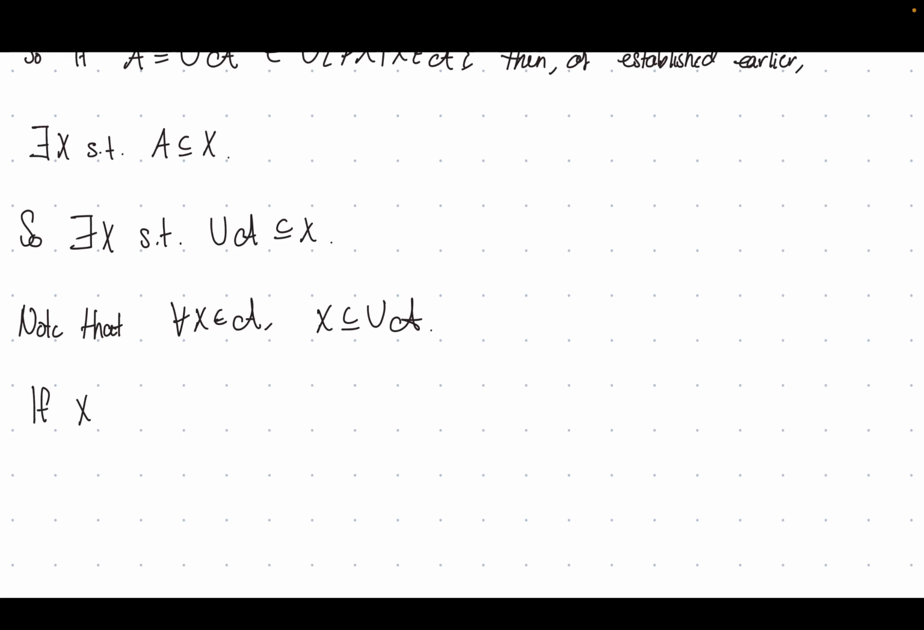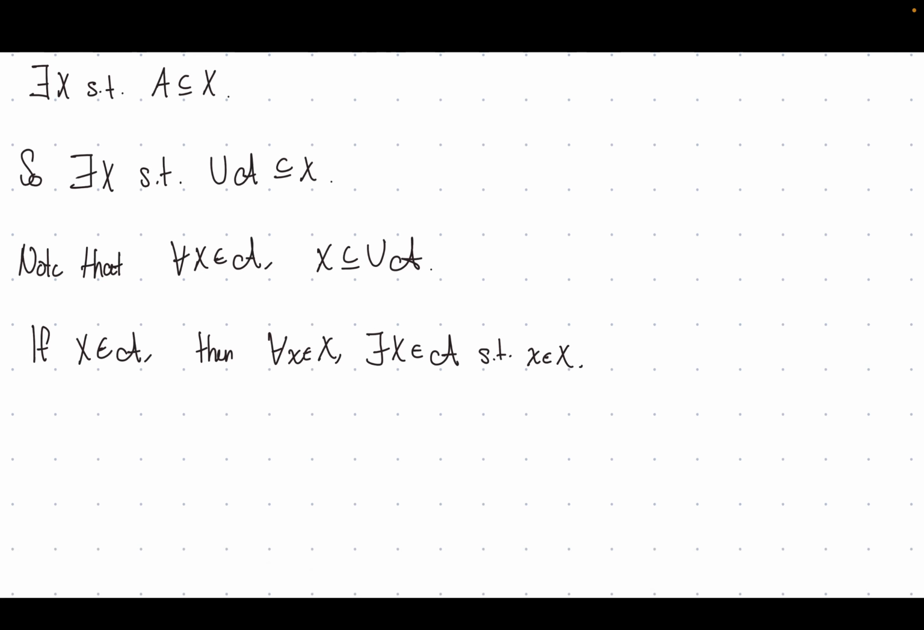So what I'm saying is if X is in script A, then for all little x in big X, there exists some X, the same X, in script A, such that little x is in big X, which is kind of obvious. But what this tells us is that little x is in the union of script A, which is the same as saying that big X is a subset of the union of script A. Right.